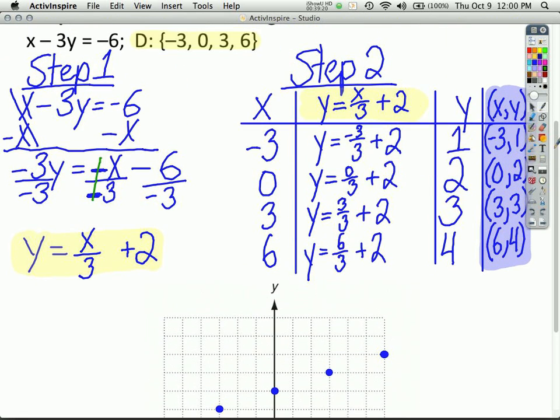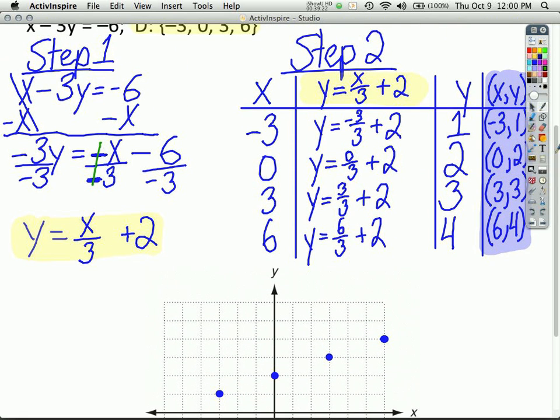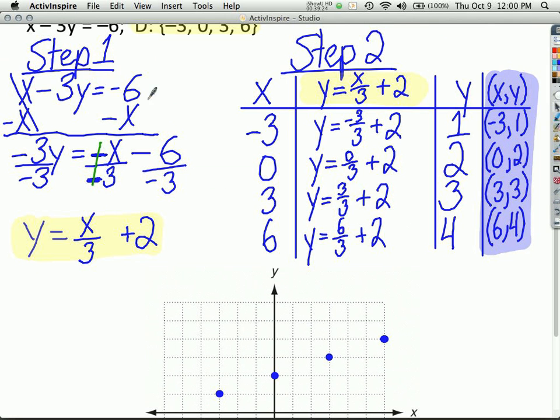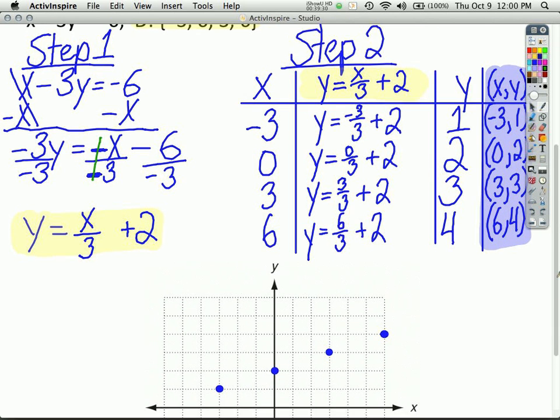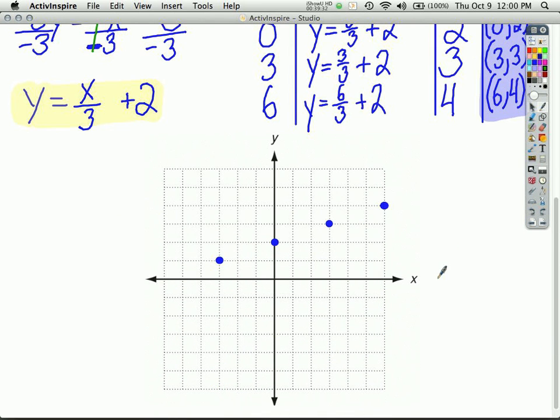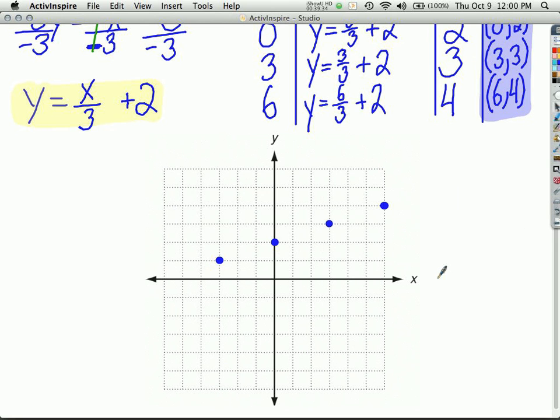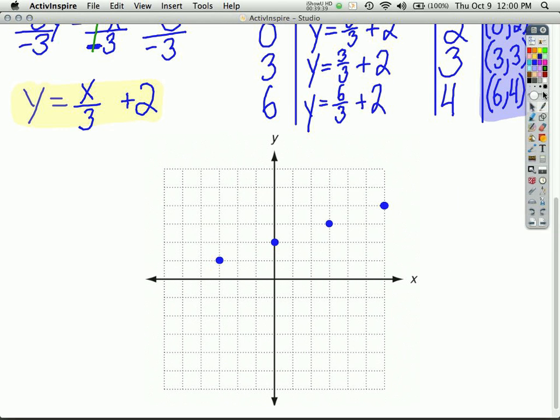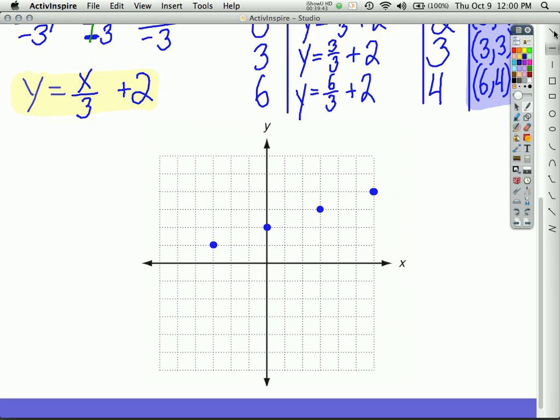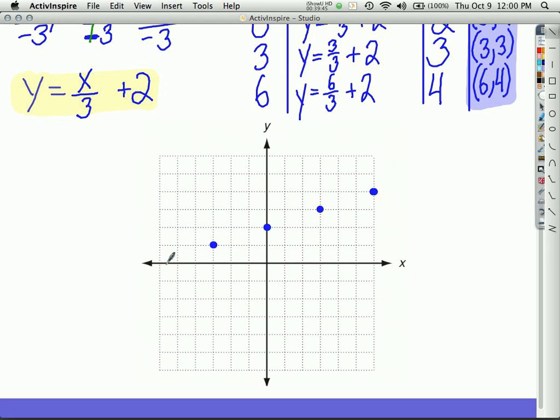Does anyone have any questions on our 3-step process? Step 1, convert the function into function form. Step 2, table of values and get the ordered pairs. Step 3, graph the ordered pairs. Does anyone have any questions? Could someone tell us why we do not do this? Why don't we do that?